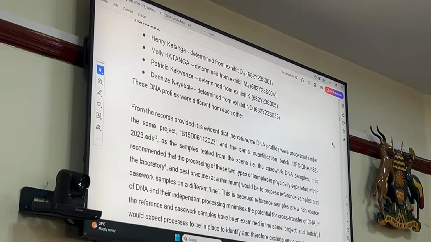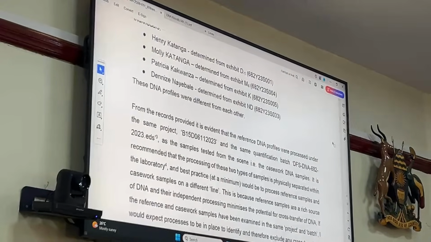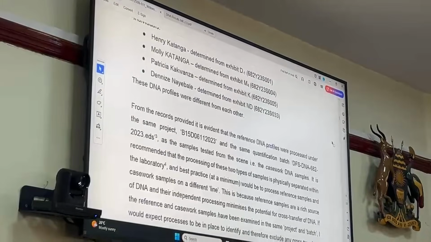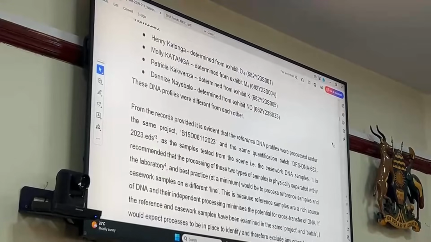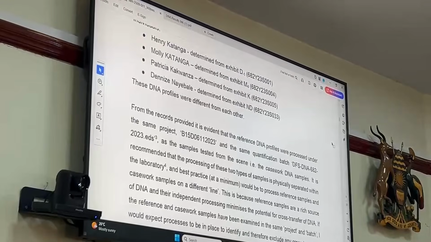Why do you think this is extremely poor laboratory practice? By their very nature, a reference DNA profile would have very high levels of DNA present. And by a reference profile, what do you mean? So this will be a sample from a known individual. So in this case, what samples are you talking about? So these are the samples from Molly, Henry, Patricia, those samples which were labelled sample 001 to 005.